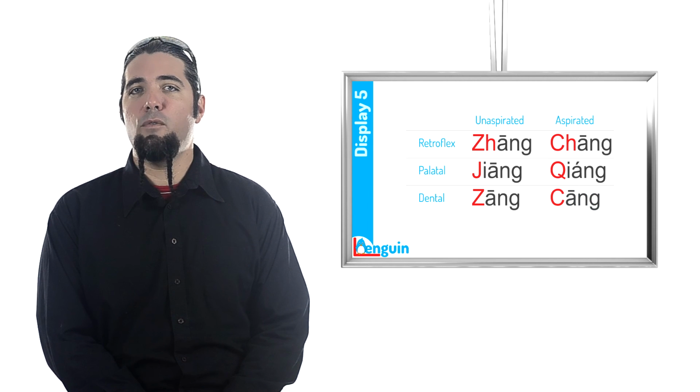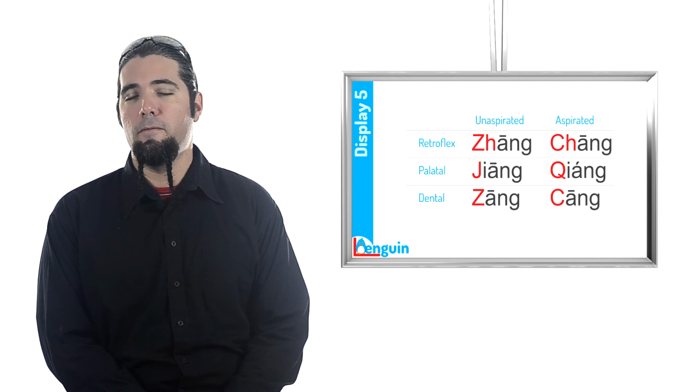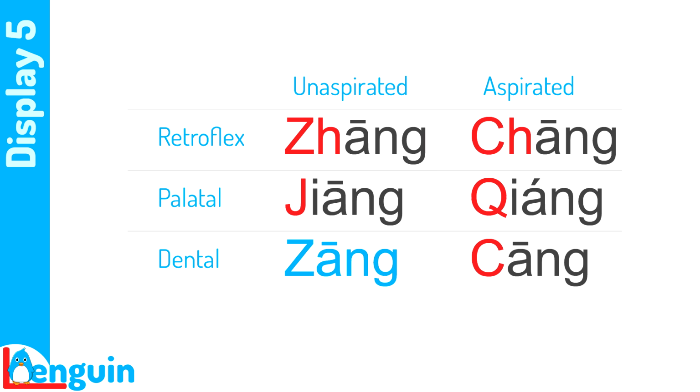Remember that they stand for unaspirated and aspirated consonants that resemble the TS in cats. Try repeating the names in the last row after the speaker, making sure to start them with your tongue in the T position.